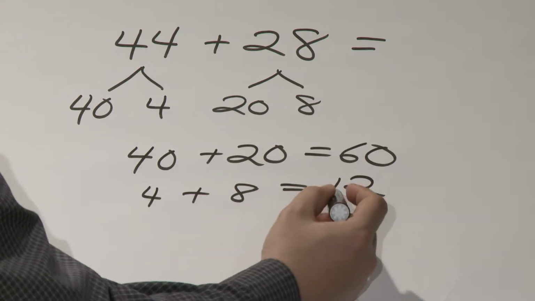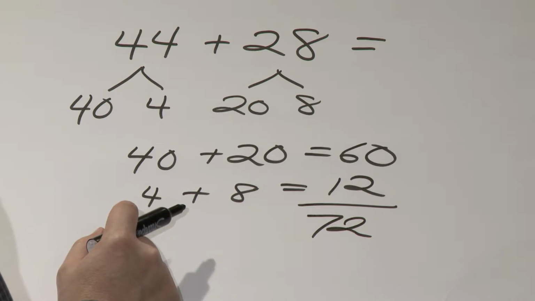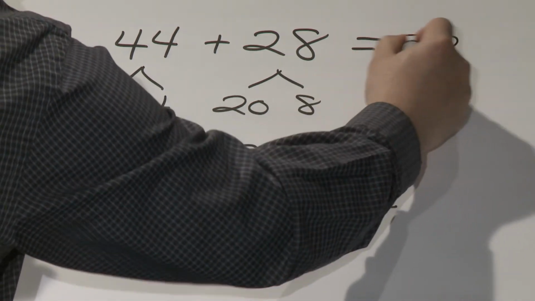Now that we have our partial sums, we can add these two numbers. 60 and 12 is 72. Therefore, 44 plus 28 is 72. When finding partial sums, we don't always have to break apart both addends. And we don't always have to break apart addends by their place value. Sometimes it's more efficient to break apart numbers into more convenient or friendly numbers.